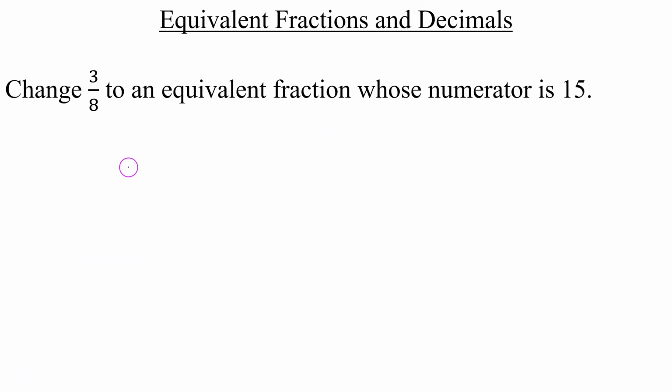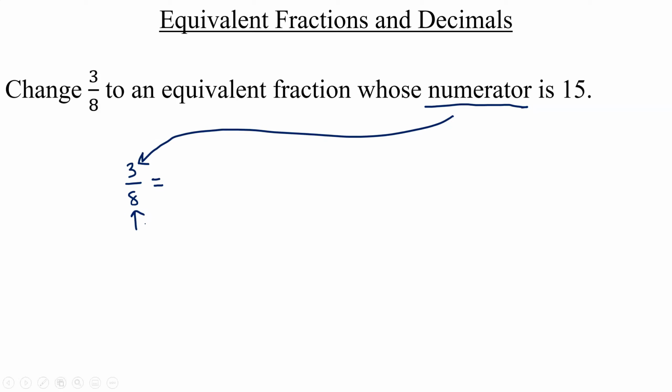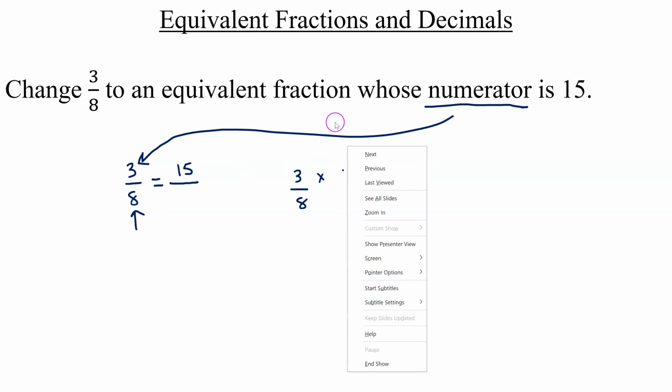For this next example, it's into an equivalent fraction, so we're looking for a fraction equal to 3/8 whose numerator is 15. So the numerator, what that is, it's the top of the fraction. And then the bottom of the fraction is called the denominator. So we want to get a fraction whose numerator is 15. The way you want to approach this is you want to think about, what do I have to multiply 3 by in order to get 15?